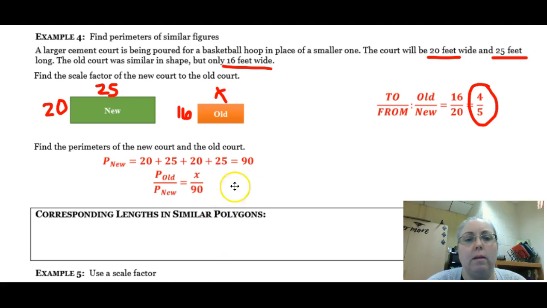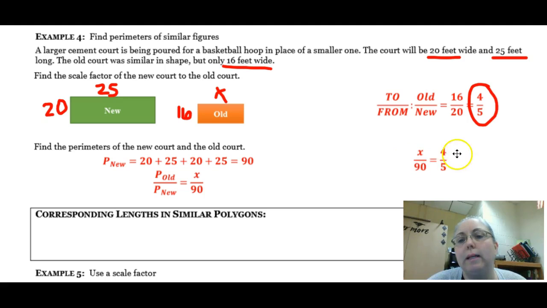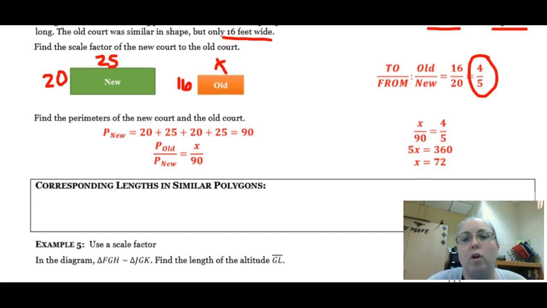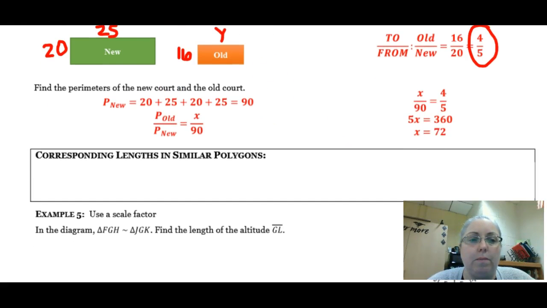and I can come over here and say that x over 90 equals 4 over 5. So now I'm going to solve that ratio, and I get that the perimeter of my old court must have been 72. So whatever this value is up here, we should probably use a different letter since I used x in my example. Whatever this perimeter was up here, if you found y, you should be able to add up all your sides and it would be 72.